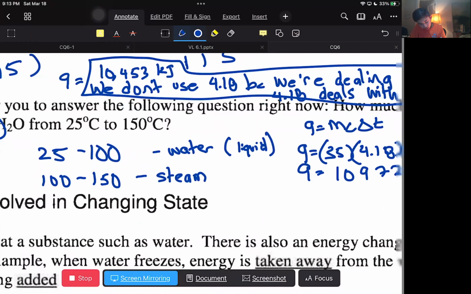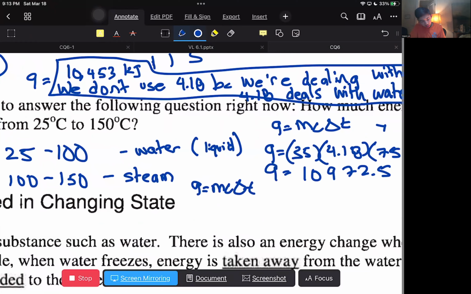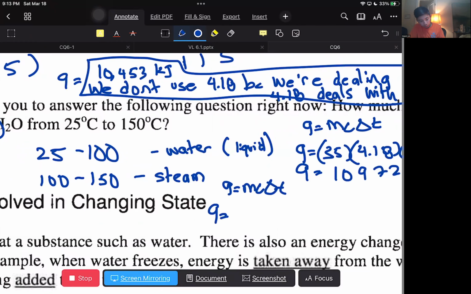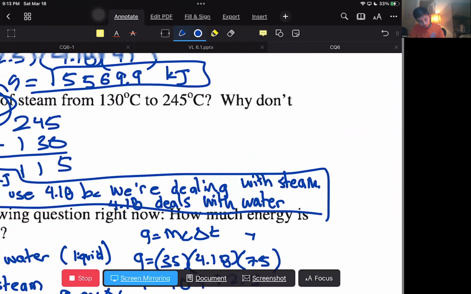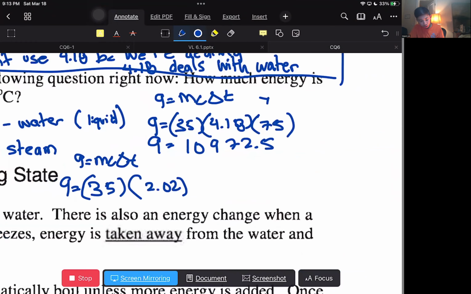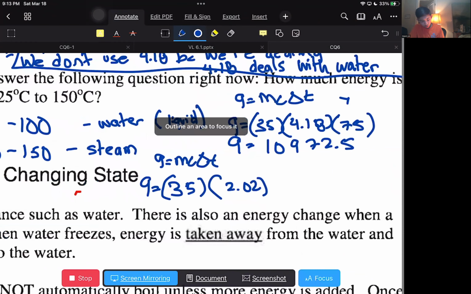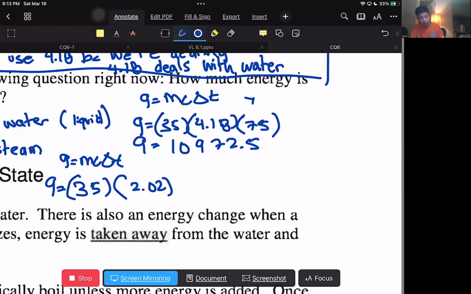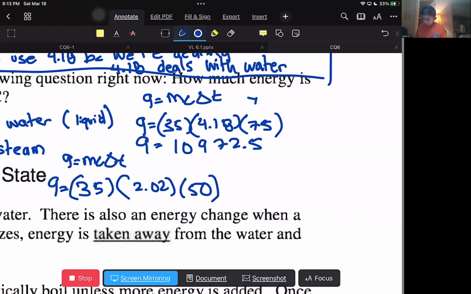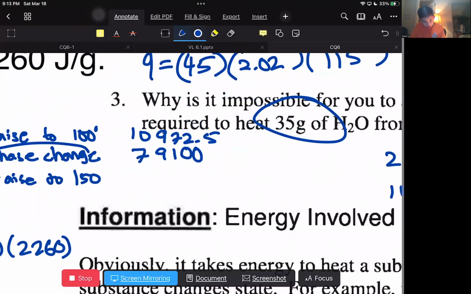And then to raise it to 150, we're still gonna use Q equals MC delta T. The M is gonna be 35 grams. Since we're dealing with steam, we're gonna be using 2.02 for C. And the temperature change from 100 degrees to 150 is gonna be 50 degrees Celsius. So it's 35 times 2.02 times 50, and Q will equal 3535.